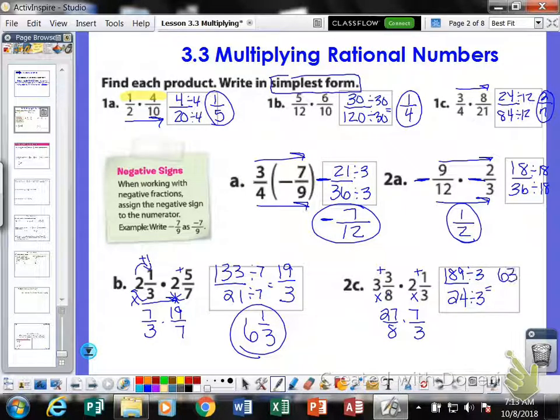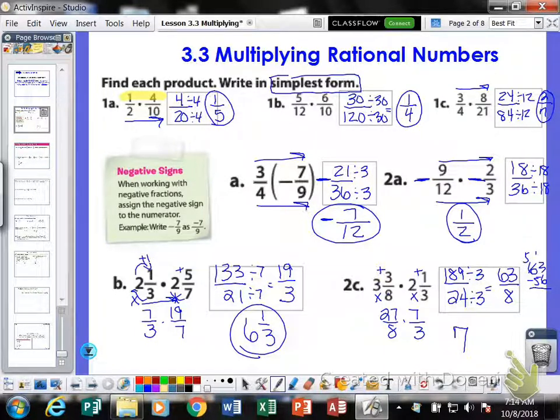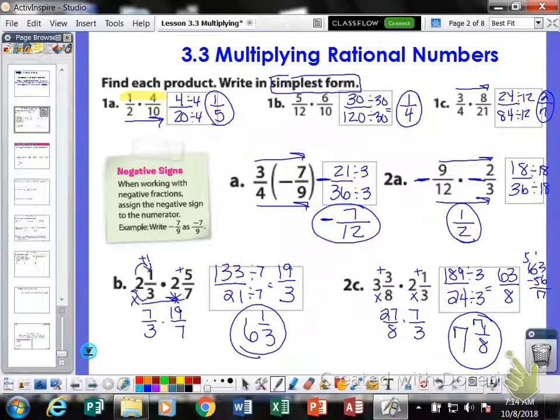And I get 63/8. Now how many times does 8 go into 63? And that would be 7 times. 8 times 7 is 56. 63 minus 56 is 7. So 7 7/8 would be my final answer. And you can type these in to your calculators, under alpha y equals. You can put them in, and we can do that. I'll actually show you in the next one here how to do that.